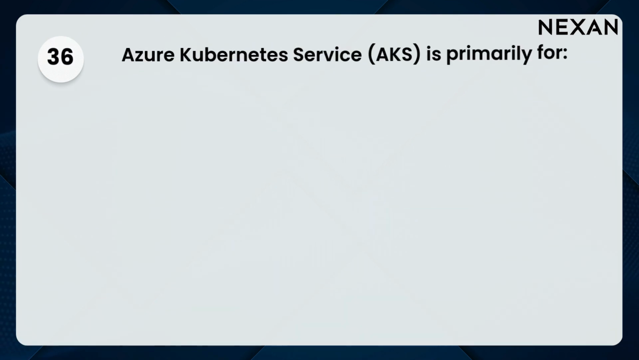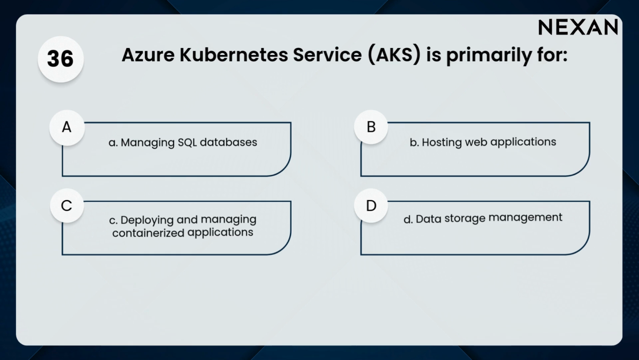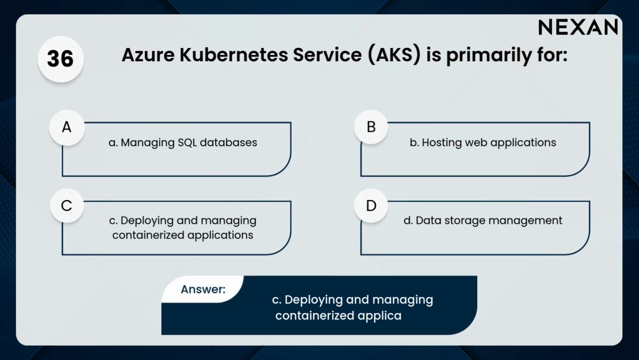36. Azure Kubernetes Service, AKS, is primarily for A. Managing SQL databases. B. Hosting web applications. C. Deploying and managing containerized applications. D. Data storage management. Answer: C. Deploying and managing containerized applications.